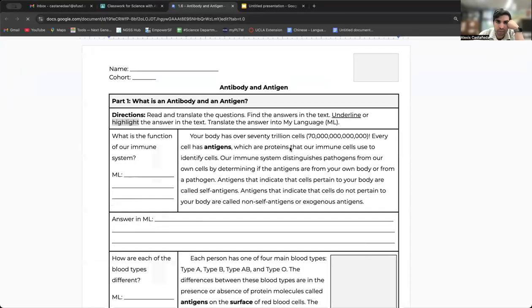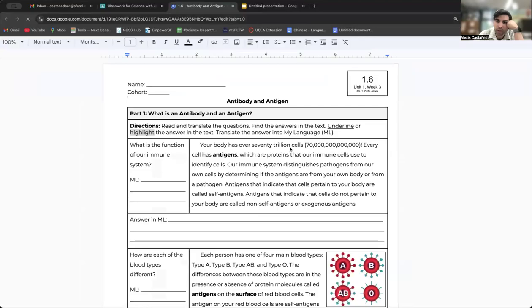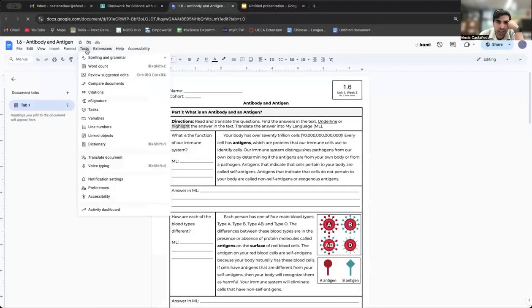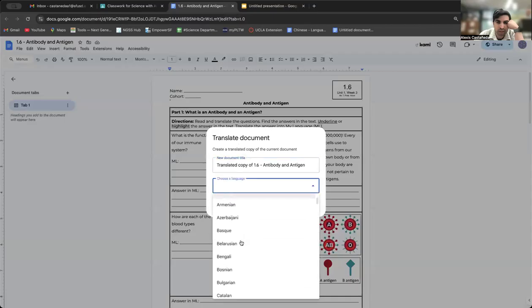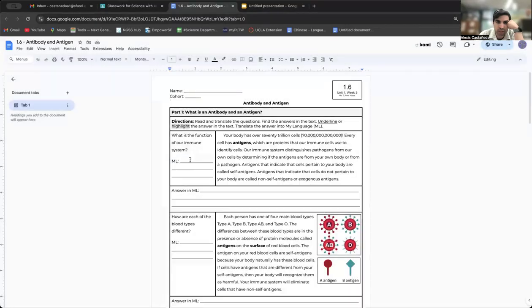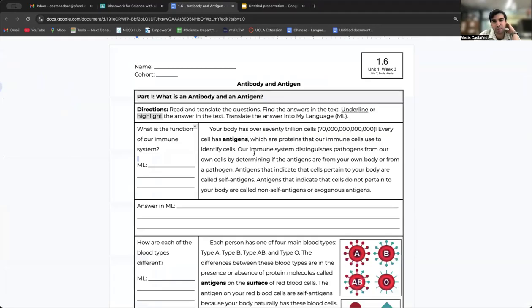Okay, so again, when you do this assignment, you are always welcome to translate if you want to. You can write in any language you want. You can go to tools, translate document, and pick the language you want to translate into. That's fine. There's also space here for you to write in your home language, or the language that you speak, to translate the question and the answer that you find. You can also circle the words you don't know and just translate those if you want to challenge yourself a little bit more.